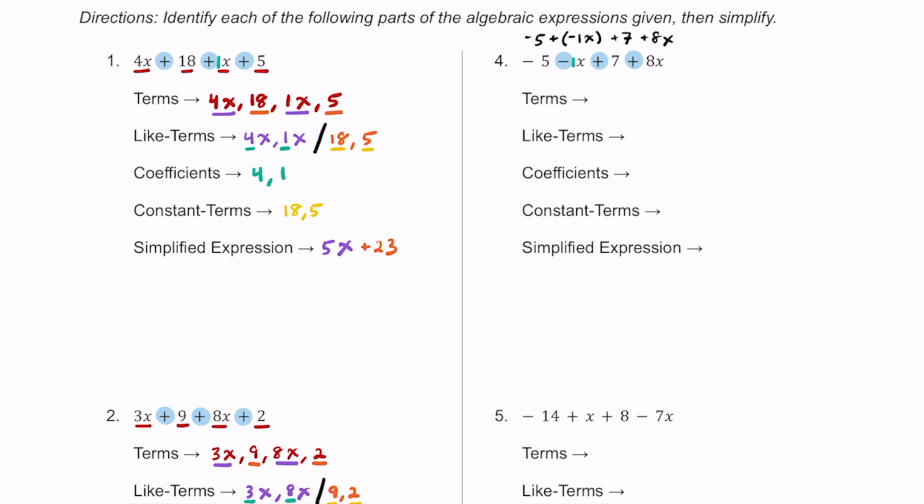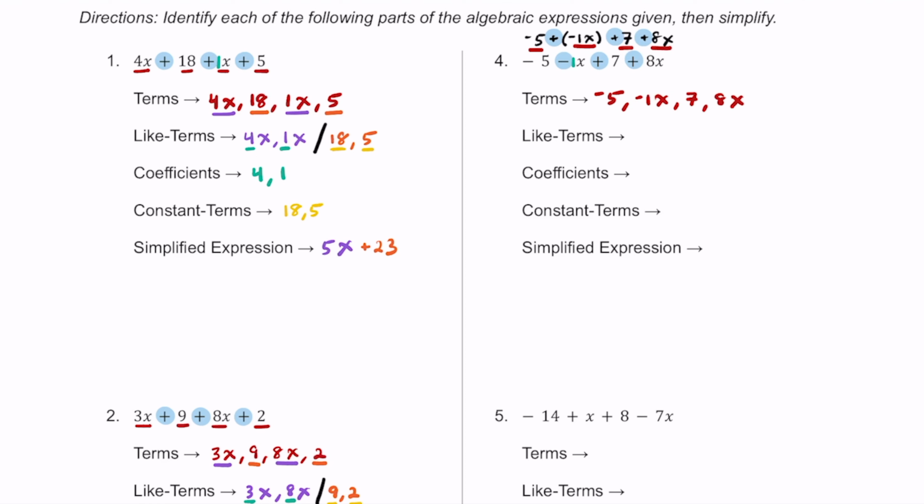Okay, so do we have all plus signs now? Well, yes. Plus, plus, and plus, we're adding everything. How many terms do we have? Well, if we have 3 plus signs, we must have 4 terms: negative 5, negative 1x, 7, and 8x. So here are our terms: negative 5, we have negative 1x, we have positive 7, and then we have a positive 8x. Okay, those are all our terms.